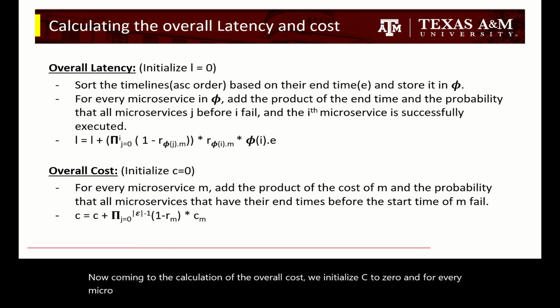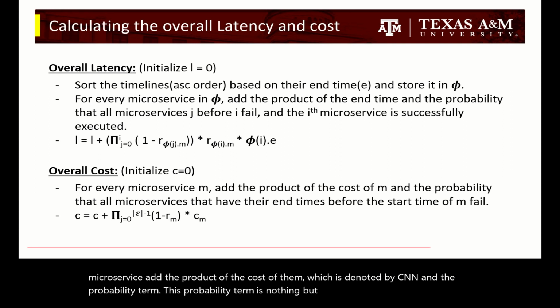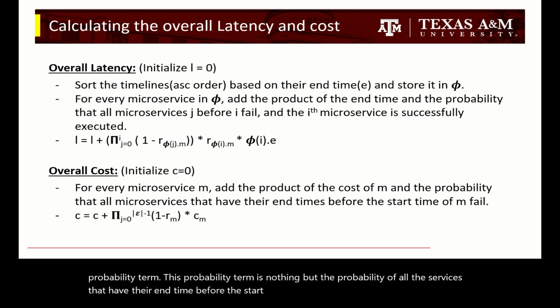Now coming to the calculation of the overall cost, we initialize C to 0 and for every microservice add the product of the cost of M, which is denoted by Cm, and the probability term. This probability term is nothing but the probability of all the services that have their end time before the start time of M and all these fail.